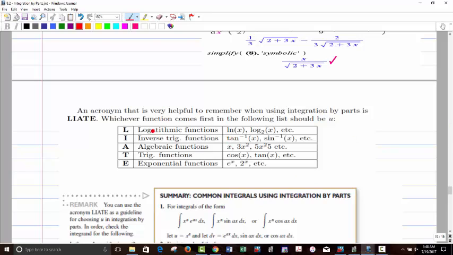So it's kind of irrelevant. You could switch these two and it wouldn't matter. You could call it ILATE if you wanted to. But anyway, so that's the choice of u. Algebraic function would be the next choice.